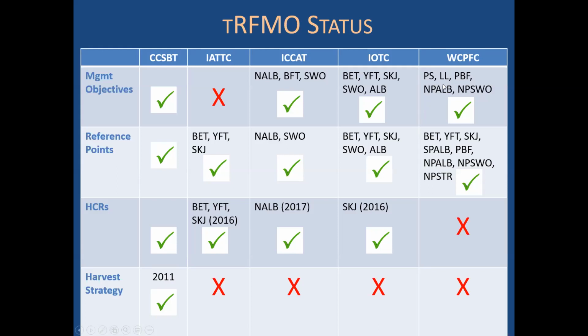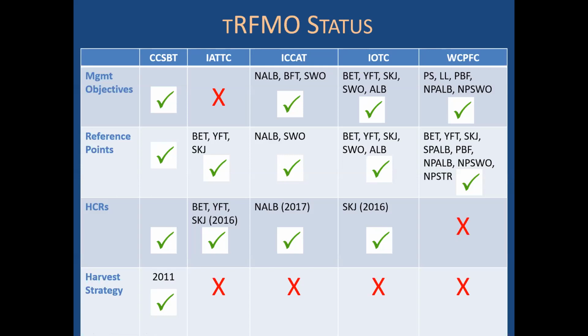So WCPFC has employed a slightly different approach, and that is completely fine. You can do a harvest strategy on a stock, or you can have a fishery-specific harvest strategy, which can be useful for multi-species fisheries like the purse seine fishery that will catch bigeye, yellowfin, and skipjack all at the same time. They do not have any harvest control rules in place yet, nor do they have any harvest strategies in place.